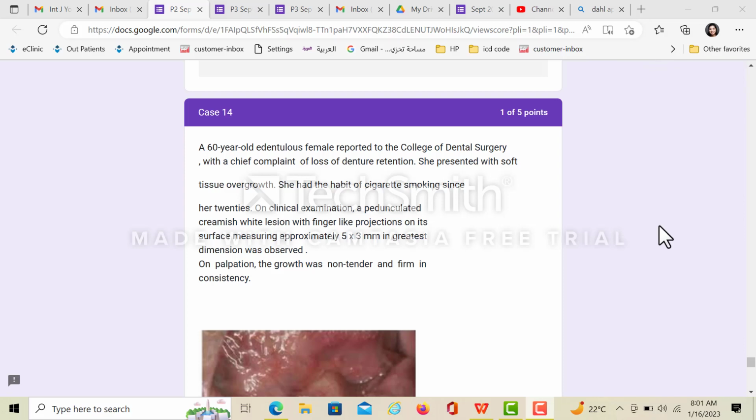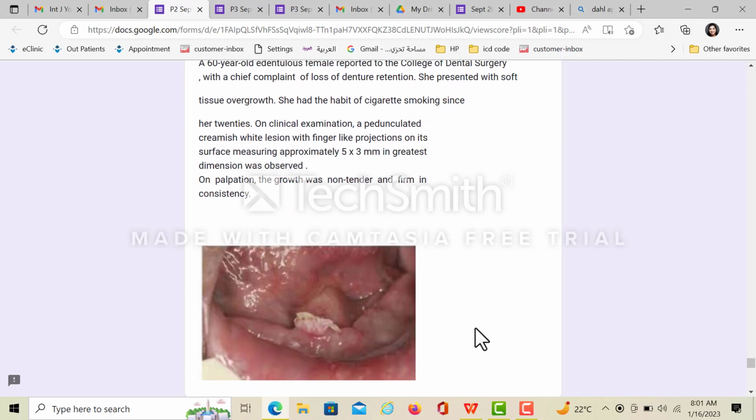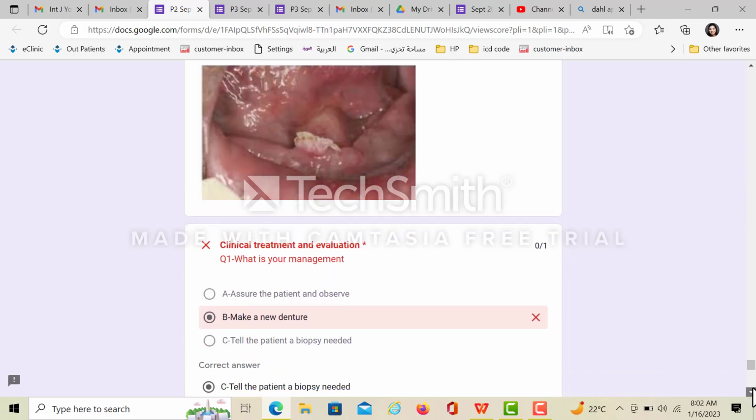So the last SBQ, case 14: a 60-year-old edentulous female reported to the College of Dental Surgery with a chief complaint of loss of denture retention. She presented with soft tissue overgrowth. She had the habit of cigarette smoking since her 20s and she's 60, so 40 years of smoking. On clinical examination, a pedunculated creamish white lesion with finger-like projections on its surface, measuring 5 by 3 millimeters in greatest dimension, was observed. On palpation, the growth was non-tender, firm in consistency and painless. Understood? It's painless with a finger-like projection. So it's probably a cancerous growth as she has been smoking for the past 40 years. What is your management?